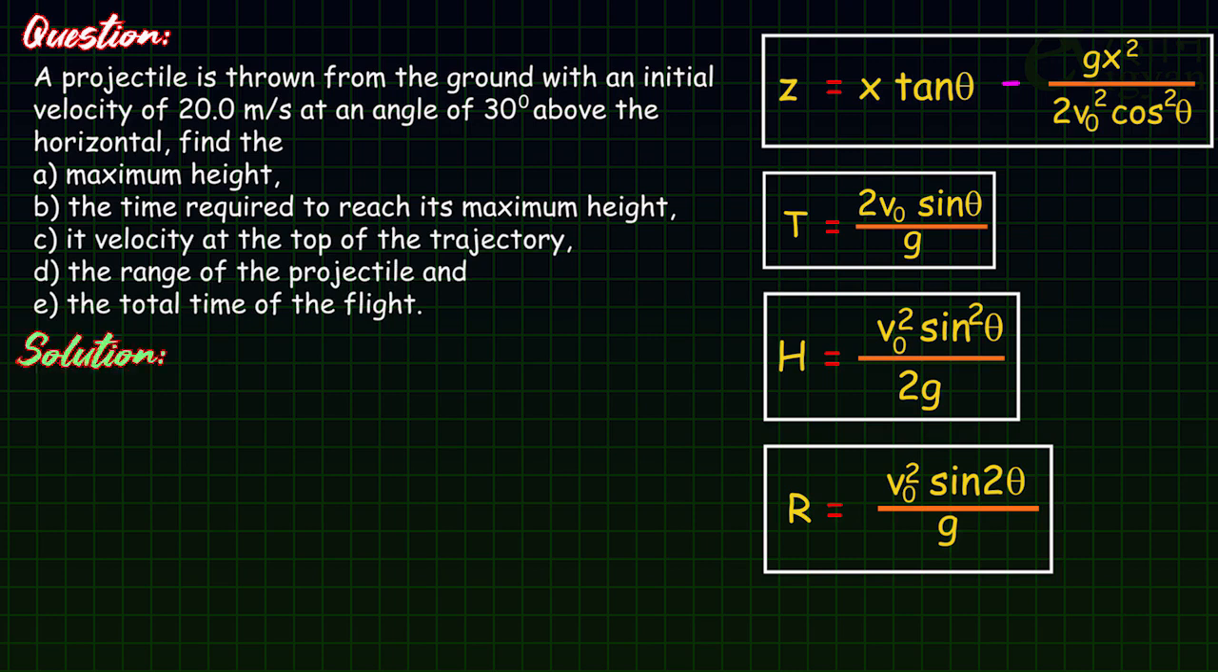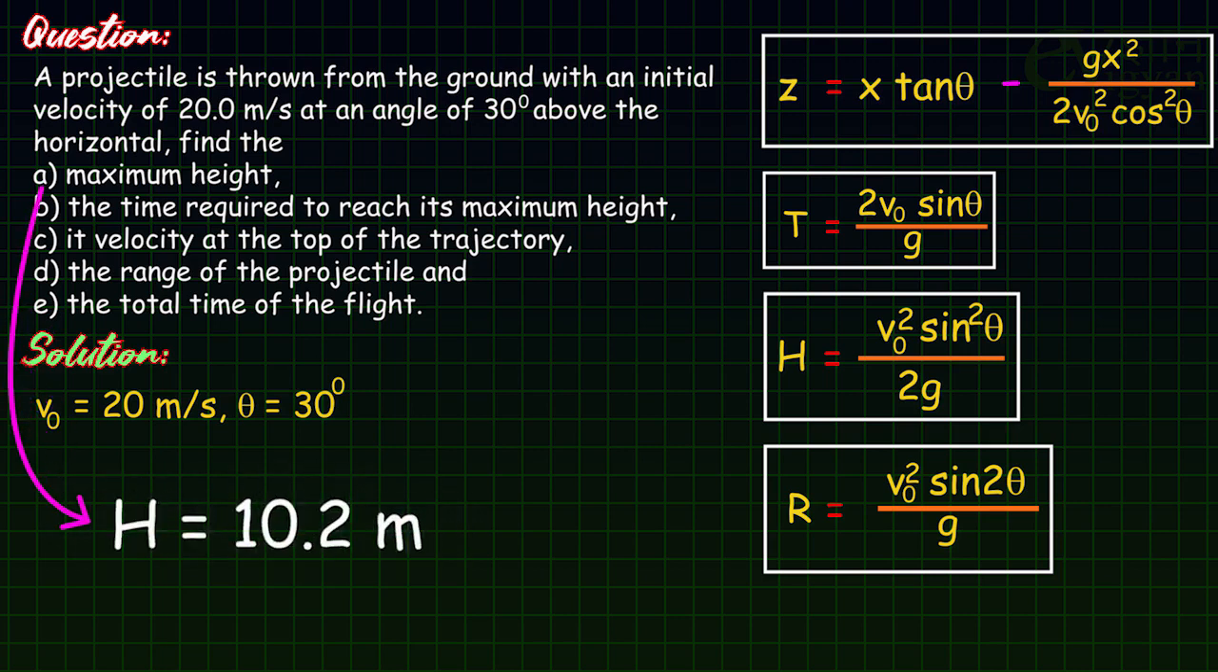So let's move to the solution of this question. Here you have initial velocity of the projectile, which is v₀ = 20 meters per second. Angle of the projectile, which is θ = 30 degrees. In part A, you have to find the maximum height of the projectile. So use the formula for the maximum height and find the answer for this part.